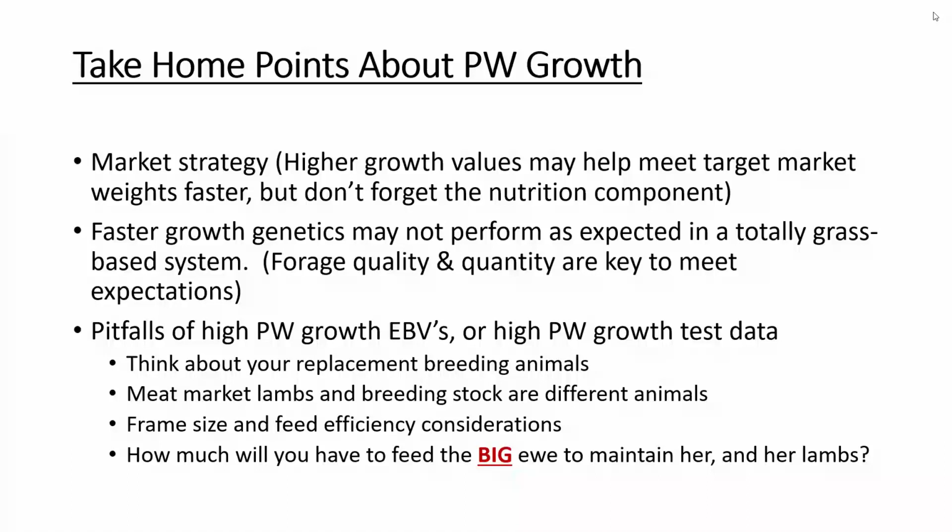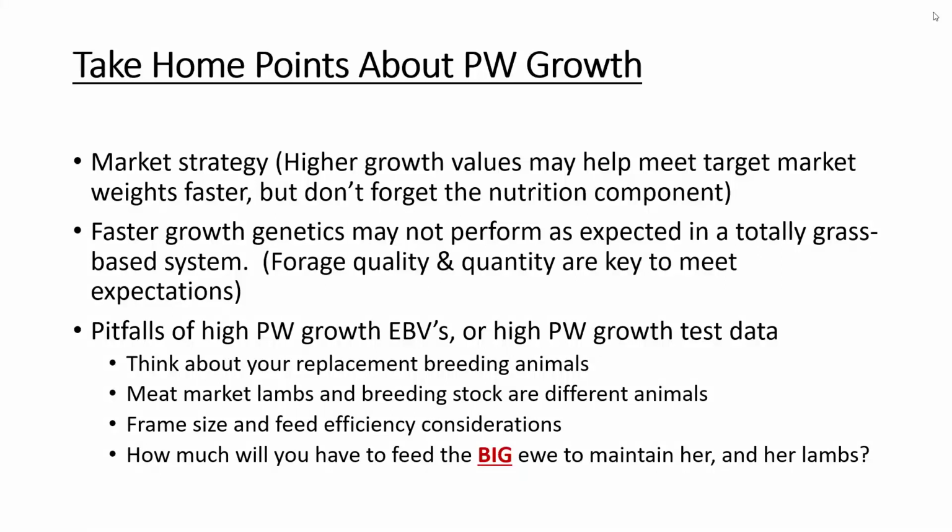If you're an all grass or all forage based system and that's how you want to stay, that's certainly fine with that. I have no problem with that whatsoever, but forage quality and forage quantity are going to be crucial for you to meet the expectations of what these rams are that maybe have some of these higher growth numbers or growth potential by using EBVs.